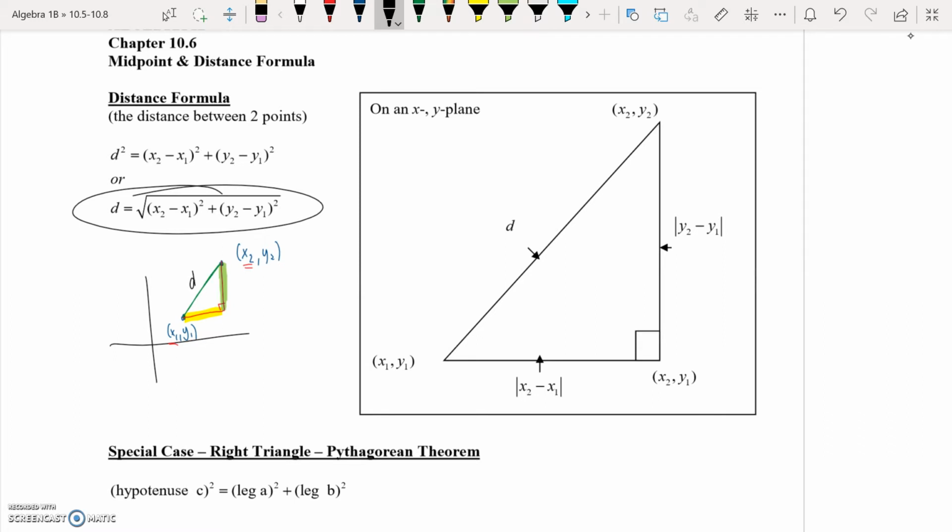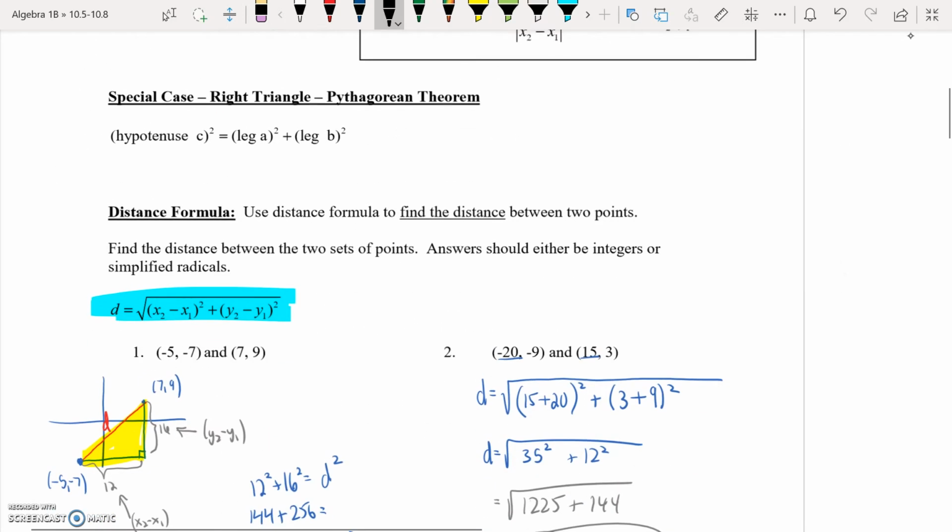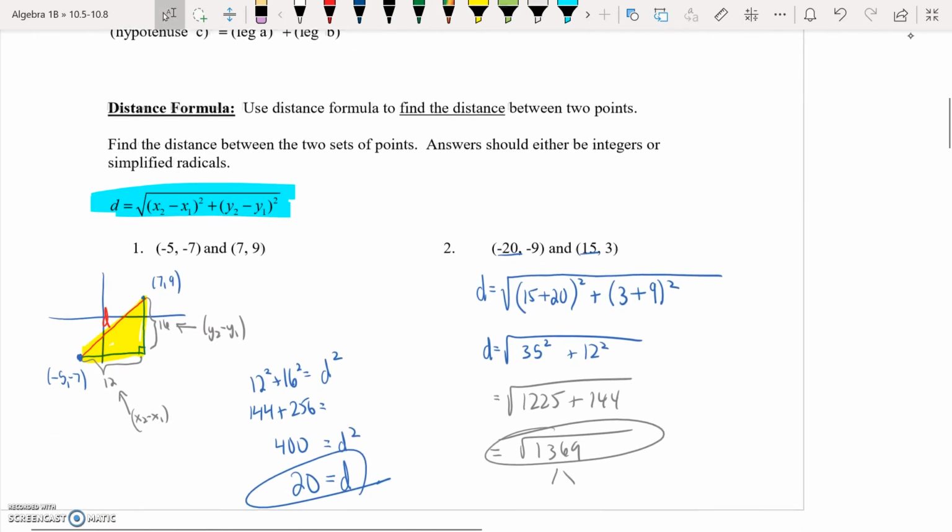So if we square the yellow and square the green, we could say yellow squared plus green squared equals D squared. The yellow is this, the green is that, and this gives us this equation. We take the square root of both sides, we have our distance formula. So this is just a special case of the Pythagorean theorem.